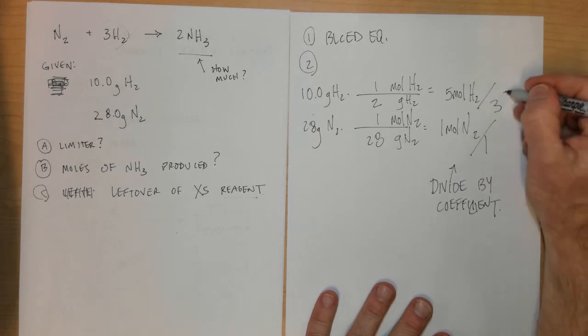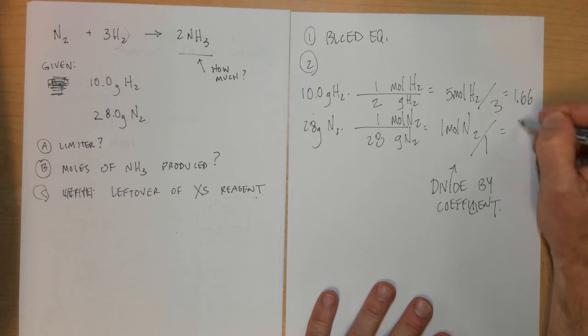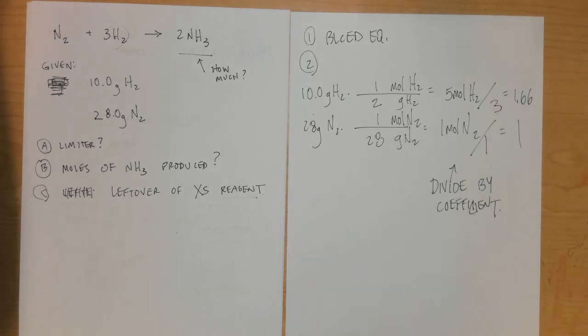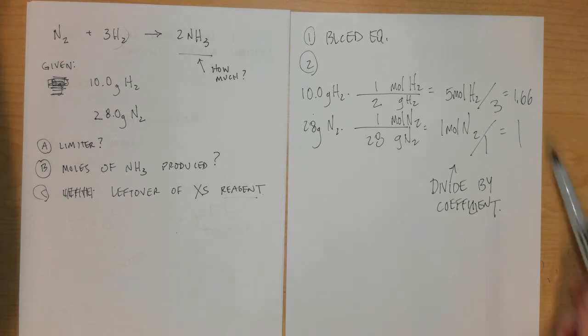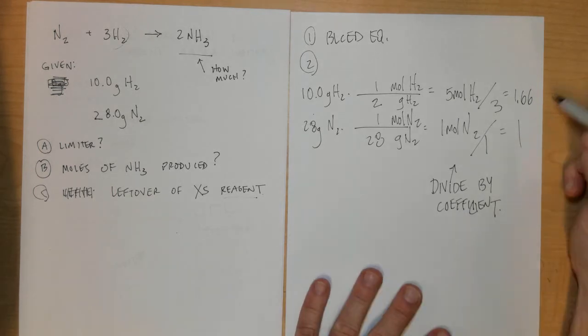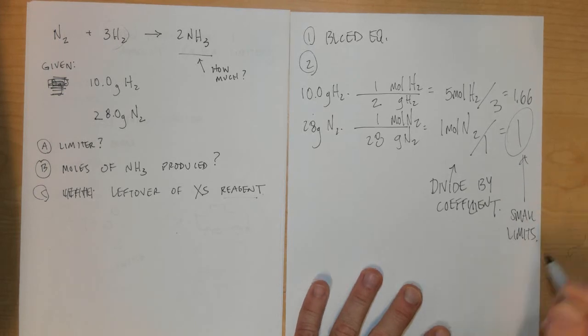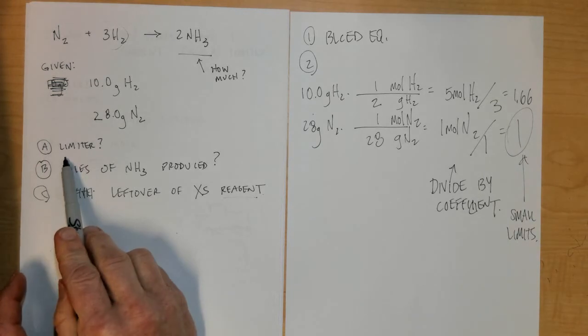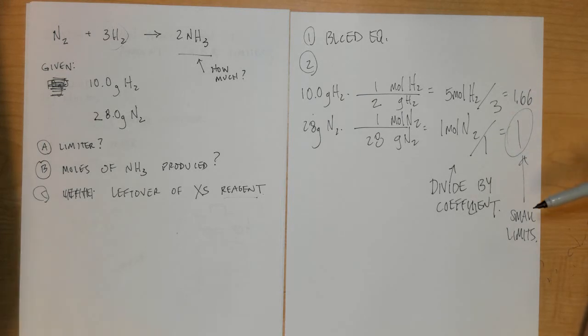5 divided by 3 is actually like 1.666, something repeating. 1 divided by 1, of course, is 1, and then you have to decide from that which one is smallest. 1.6 or 1? Well, this obviously is smaller, and so the smaller one limits. And I've answered question A right now. My limiter is the smaller one after I divided by the coefficient.